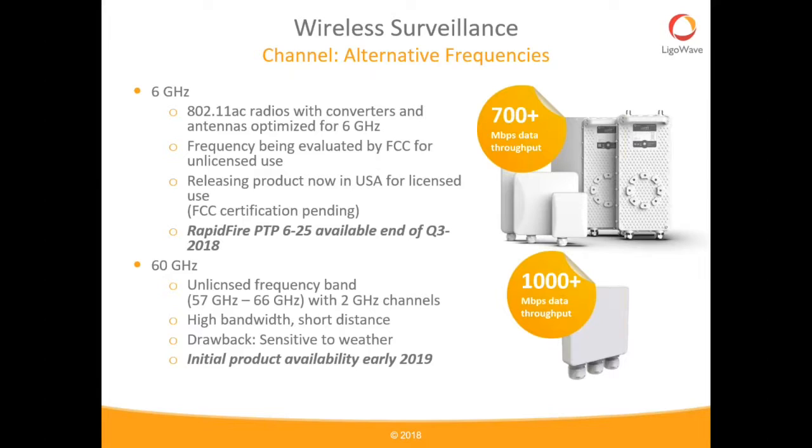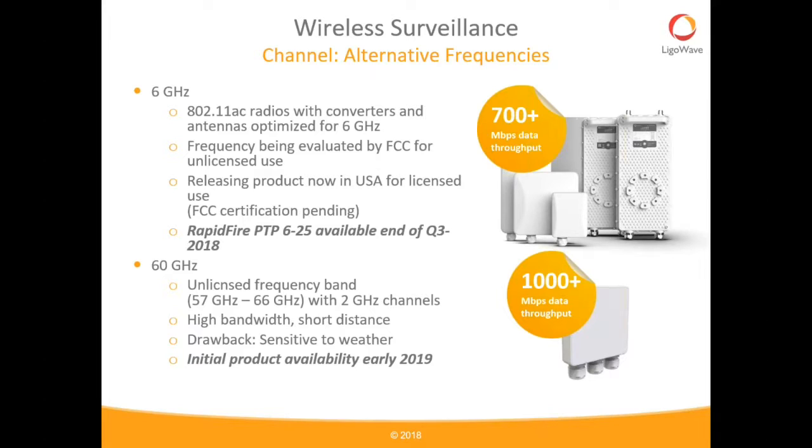In other parts of the world where it's unlicensed, we also have 6 gigahertz products available in the DLB series, and those can readily be used for wireless surveillance. We're also working on a 60 gigahertz product. Now, the nice thing about 60 gigahertz is that there's lots of bandwidth available, and they use 2 gigahertz channels, so the amount of bandwidth that you could push over those links is very, very high. It's well over a gigabit.